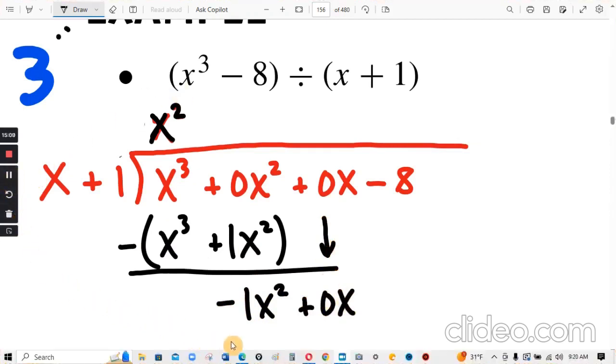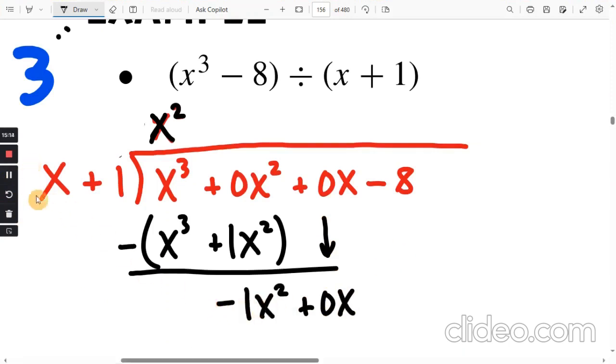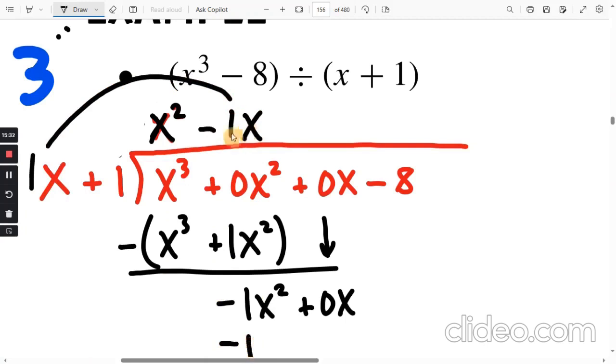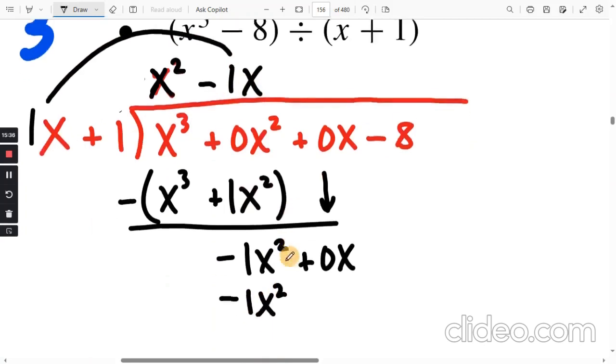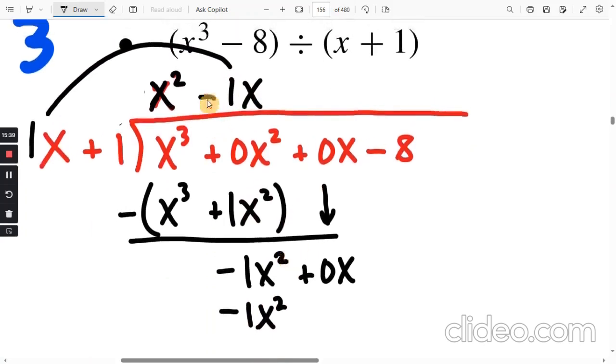Okay, let's see. Do the numbers and the variables separately. So here we have a 1. Negative 1 divided by 1 is negative 1. X squared divided by x is just x. Distributing, negative 1 times 1x. Negative 1 times 1 is negative 1. X times x is x squared. Again, you don't need the ones, but if it helps you, then use it. Negative 1x times positive 1, that's just negative 1x.